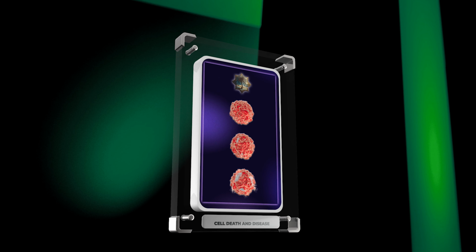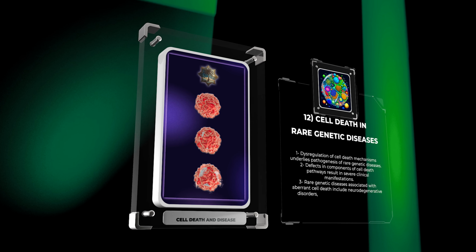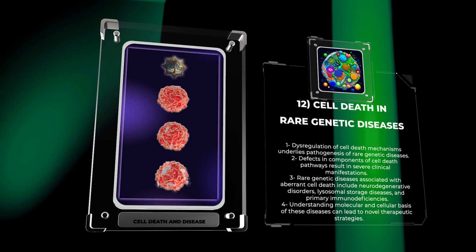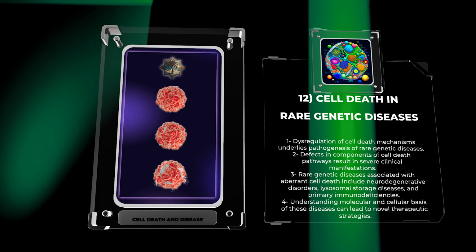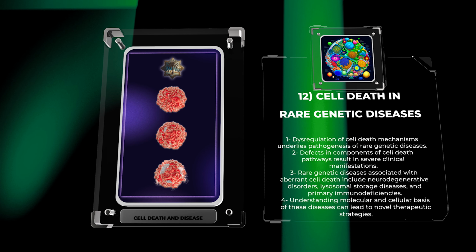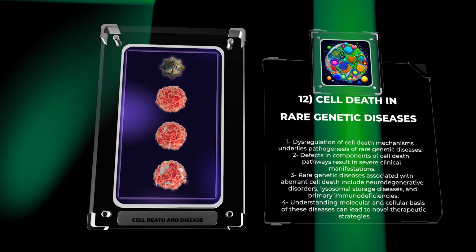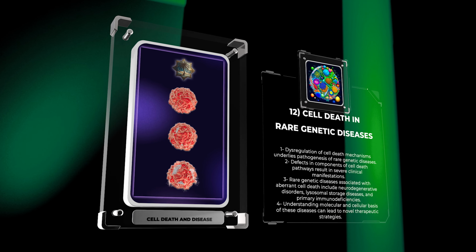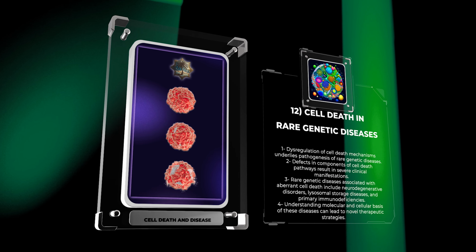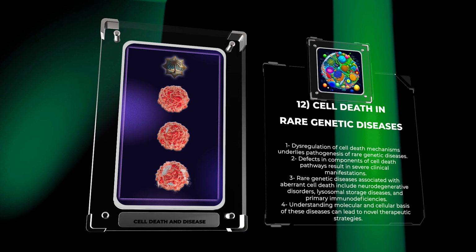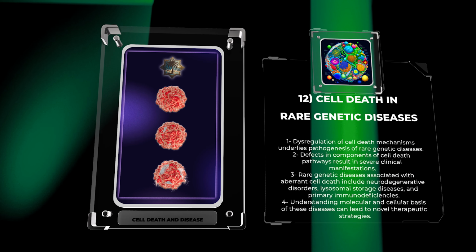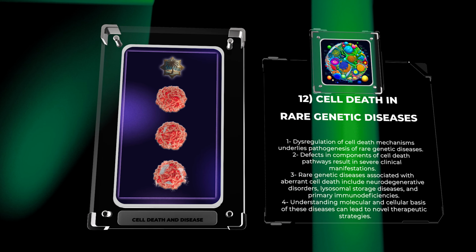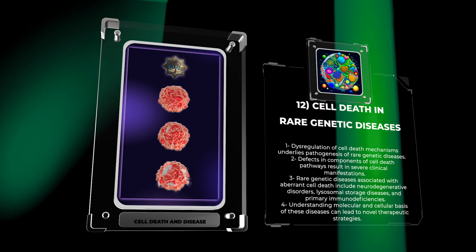The dysregulation of cell death mechanisms underlies the pathogenesis of numerous rare genetic diseases. Defects in various components of cell death pathways, including proteins involved in apoptosis, autophagy, necroptosis, or pyroptosis, can result in severe clinical manifestations. Examples of rare genetic diseases associated with aberrant cell death include neurodegenerative disorders like amyotrophic lateral sclerosis, ALS, lysosomal storage diseases, and primary immunodeficiencies. Deciphering the molecular and cellular basis of these diseases sheds light on the interconnections between cell death and genetic disorders, potentially leading to novel therapeutic strategies.